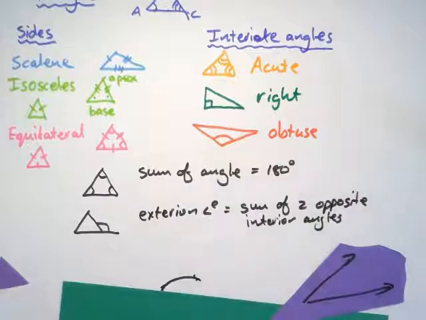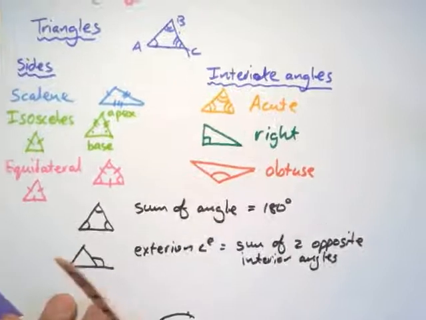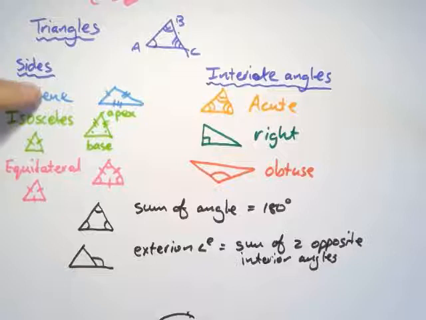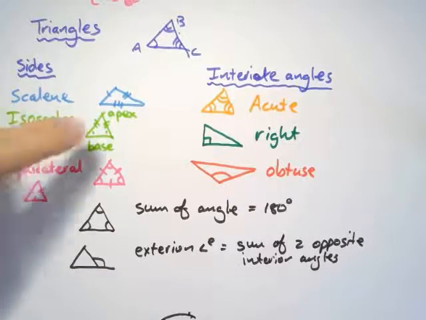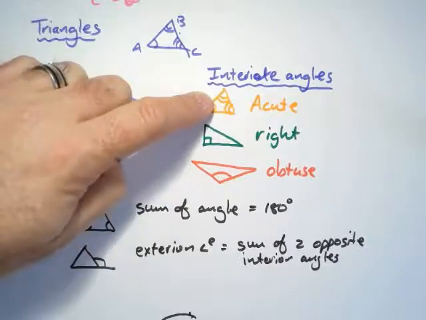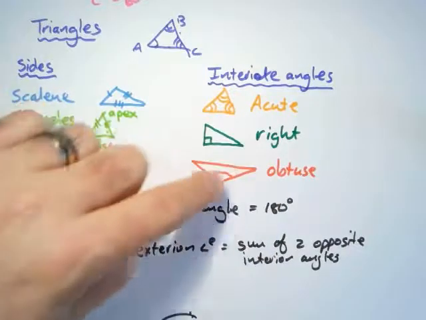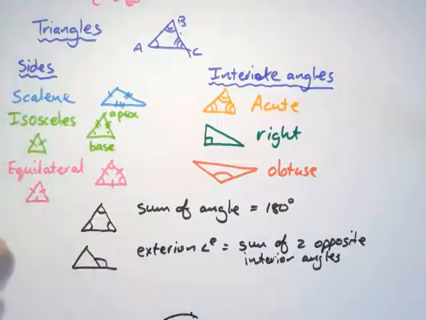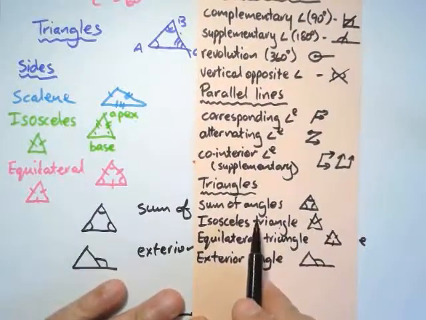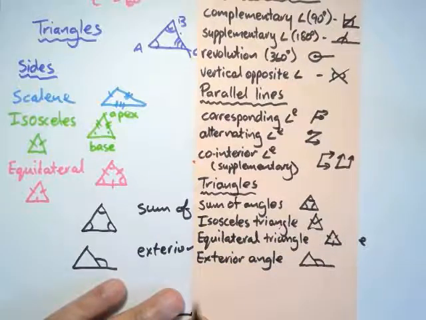So if I do that as a summary, this is what I need to know about triangles. I can first summarize them according to sides, scalene, isosceles, or equilateral, or according to interior angles, which is either acute angle if everything is smaller than 90, a right angle if one of the angles is 90 degrees, obtuse angle if one of the angles is bigger than 90. Then we also have the following. The sum of angles is 180. That's the code that we're going to use.